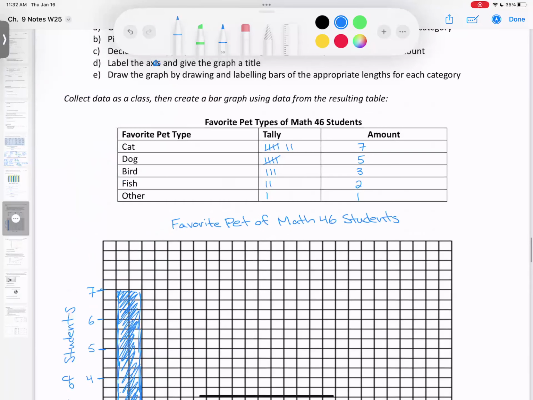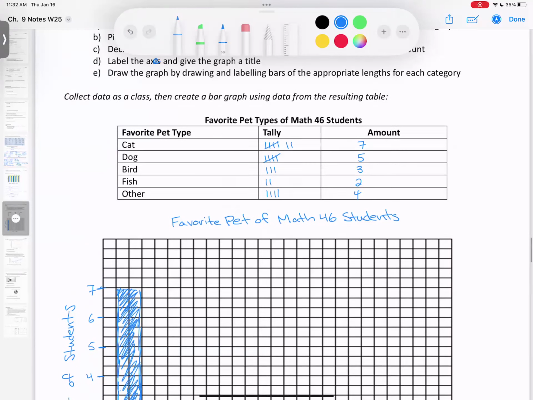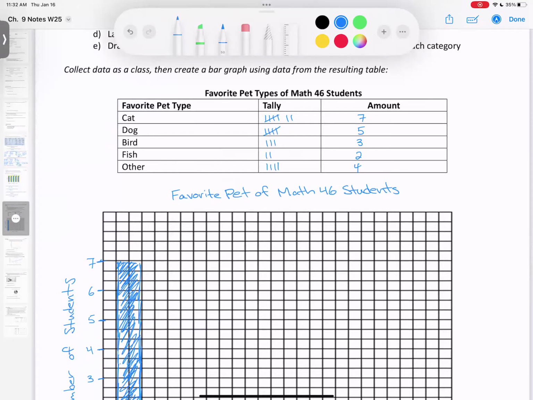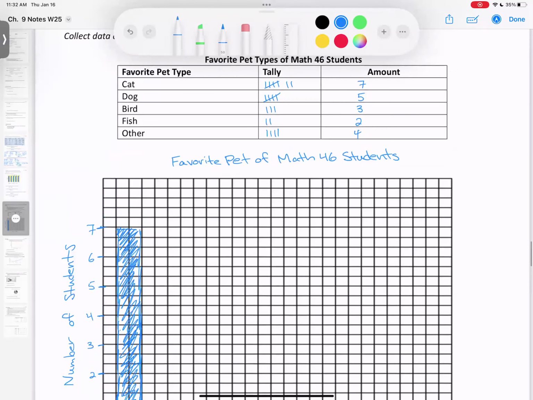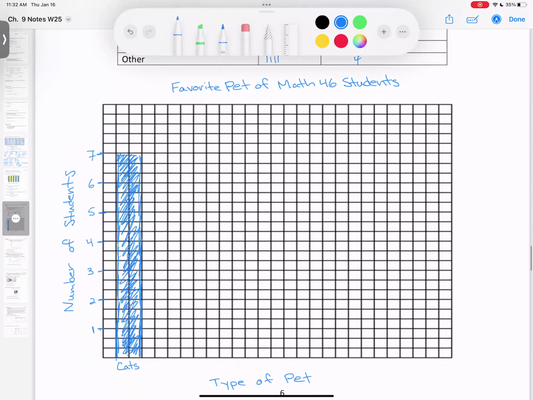And then we've got, this goes in decreasing order, but it doesn't have to. I feel like I need to change this just so it doesn't. So I'm going to change the other. We've got a lot of lizard, maybe some tarantula lovers in the class. So we're going to have, let's do 4. We're going to have 4 students under other, just to show the graph doesn't have to go in order of decrease. Okay, next category is dog, which is going to be 5.